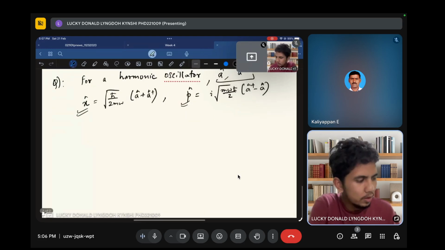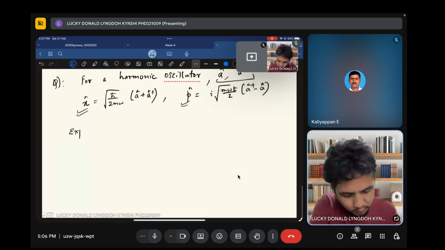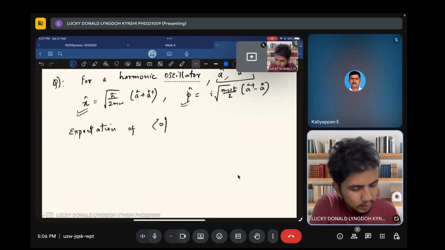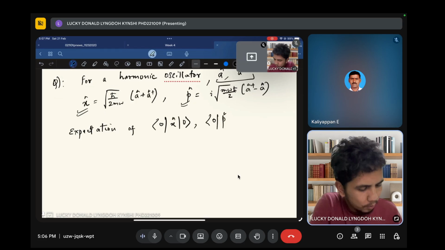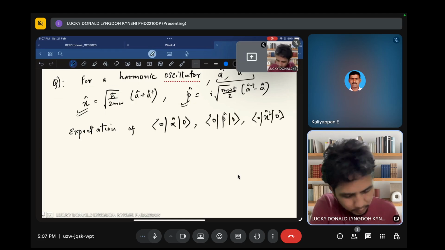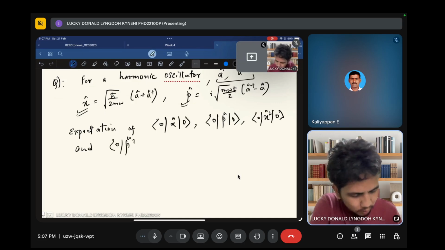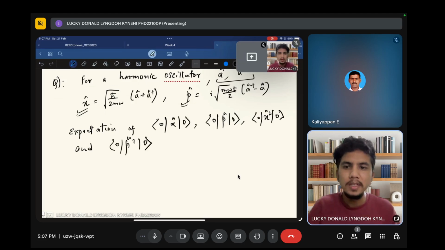And what is the question? The question is that you have to find the expectation value of these states. That is, in the ground state 0, the expectation values of the x cap operator, the p cap operator, the x cap square operator, as well as the p cap square operator. So these we have to evaluate. This is from the week 4 assignment.